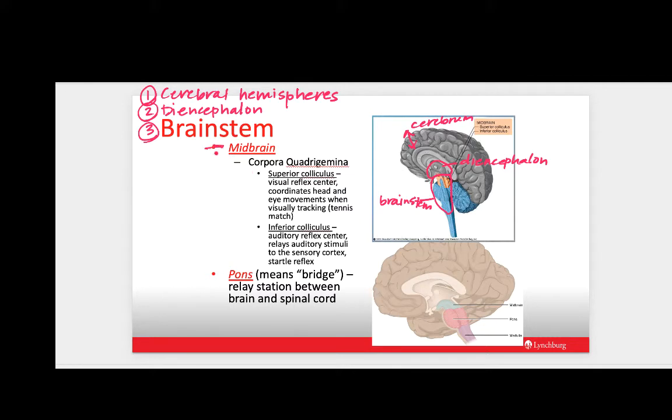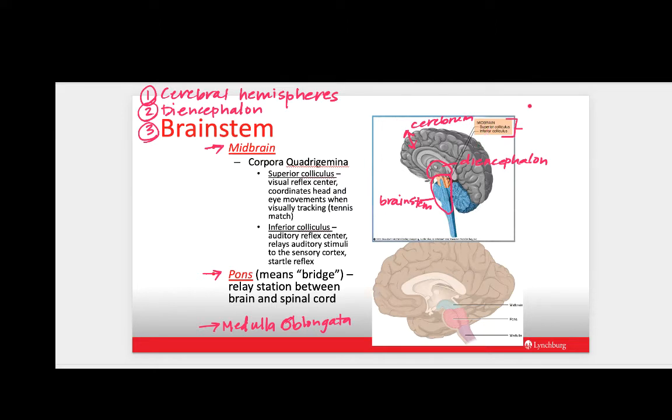So we're going to have the midbrain, the pons, and then our third region, which is going to be on the next slide, the medulla oblongata. So what we see with the midbrain are structures that are included in the corpora quadrigemina. This is going to be this tiny little area right here. It's shown in orange on this image. And this consists of structures called the superior and inferior colliculus.